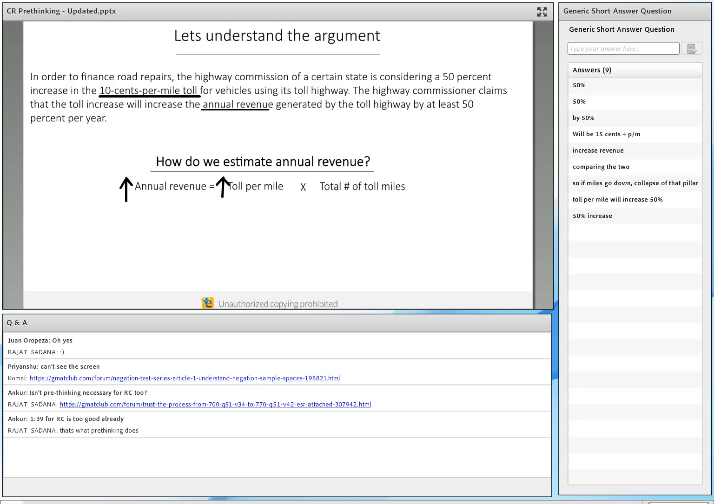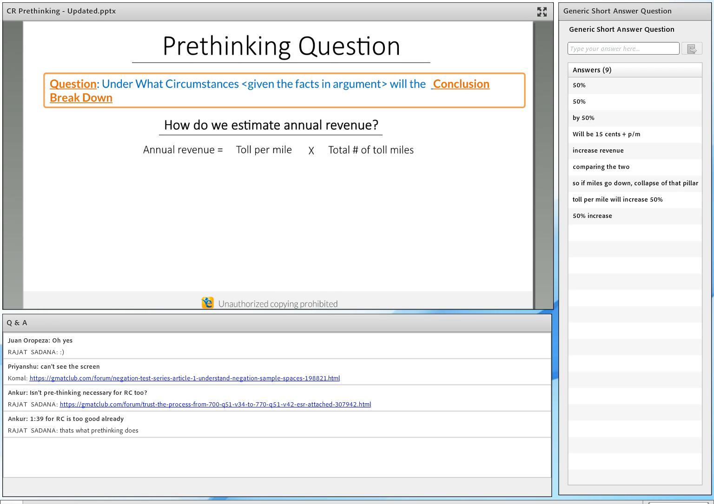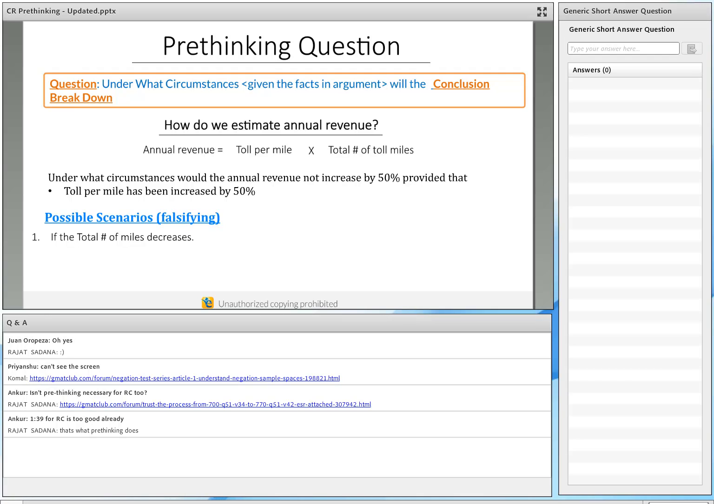All right. And who said, I like that statement. Andrew said, so if miles go down, the collapse of that pillar. I love that, Andrew. That is good. Okay, so the only way this conclusion breaks down is if the total number of toll miles go down. Is that clear? Right? If the total number of miles traveled on the toll decreases. Is that clear? That's the only thing.